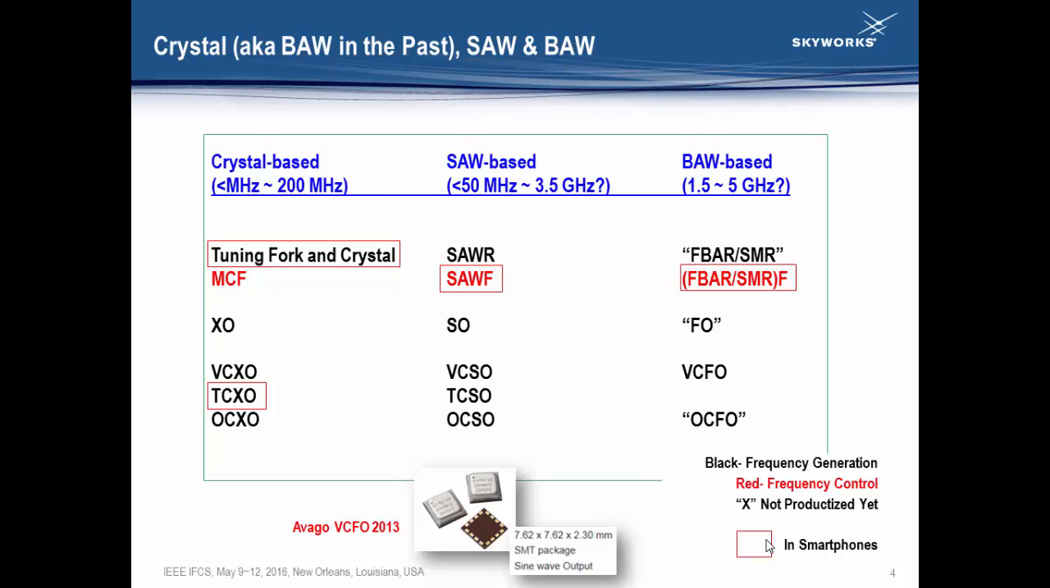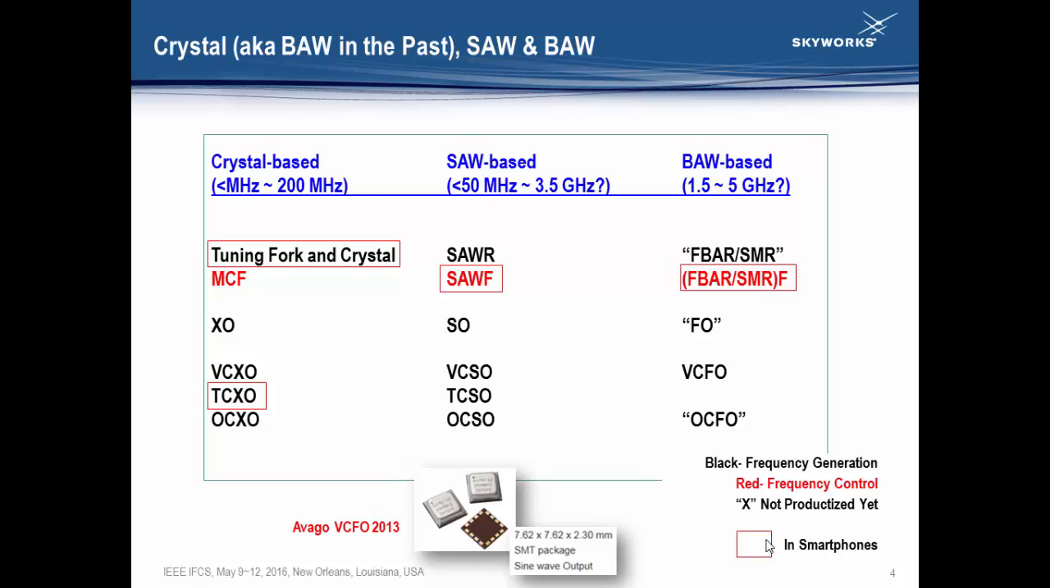We used to call crystals BAW, but of course today BAW is being taken over by FBAR and SMR now, so we just call it crystals. And you can see that there are three columns here, and they cover different technologies. First is crystal. Crystal is usually sub-megahertz to about 200 megahertz. SAW-based devices are usually 50 megahertz to about 3.5 gigahertz. And the BAW devices are usually 1.5 to about 5 gigahertz. And you can see that the black ones here are what we call frequency generation. And the red ones are frequency controls, usually filters.